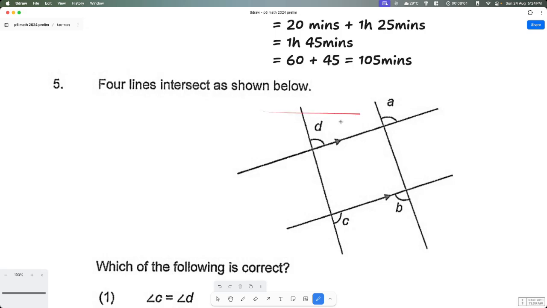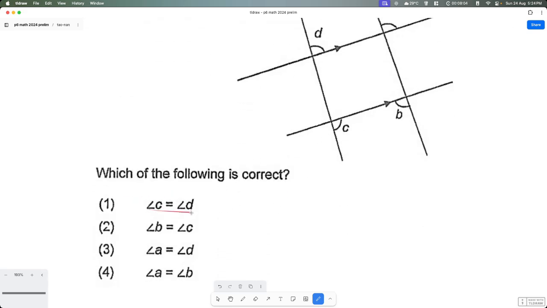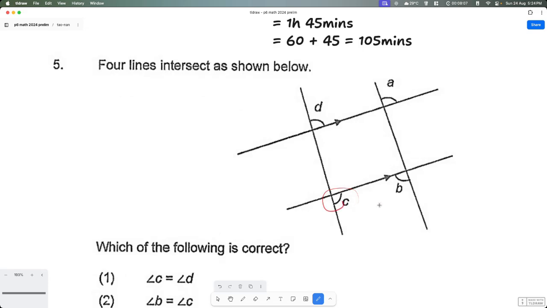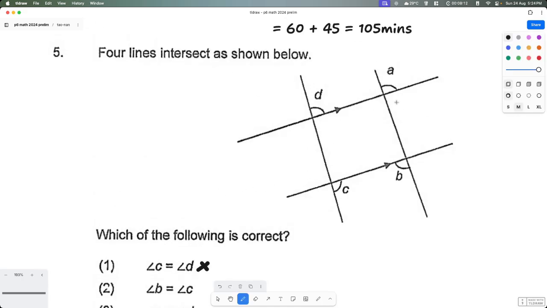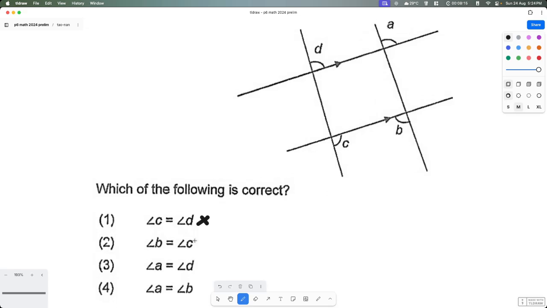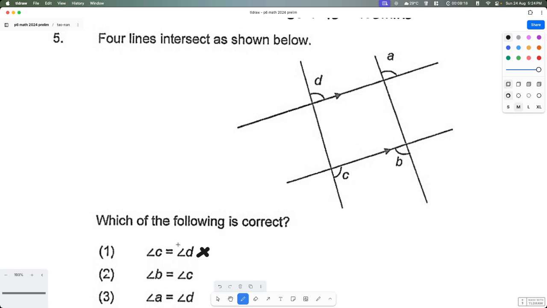4 lines intersect as shown below. Which of the following is correct? C is equal to D? So there's only parallel lines over here. Sorry, I see wrong. Is C equal to D? If D is vertically opposite this, and C is vertically opposite this, so we put C over here and D over here. Is C equal to D? No, it's not. Then that's not it.